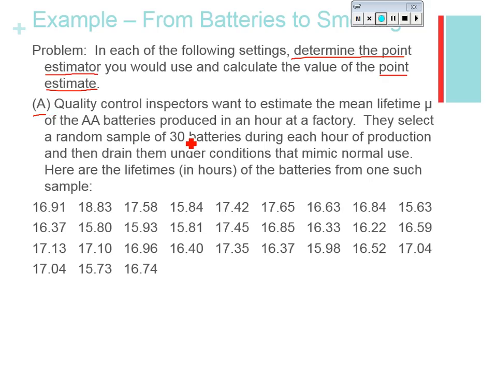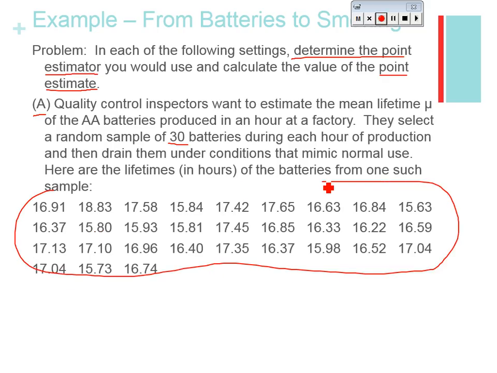They select a random sample of 30 batteries during each hour of production and then drain them under conditions that mimic normal use. Here are the lifetimes in hours of the batteries from one such sample. So you have 30 batteries here and what their lifetimes were, measured in hours. We're looking for the point estimate here.